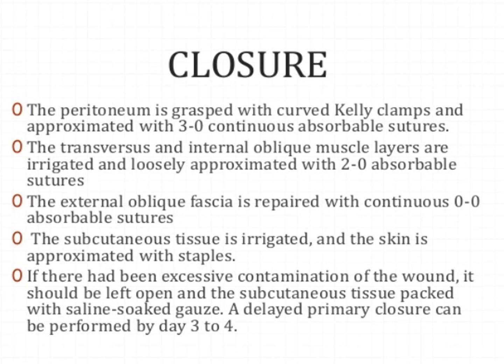Then the peritoneum is grasped with curved Kelly's clamps and approximated with continuous absorbable sutures. The transversus and the internal oblique muscle layers are irrigated and loosely approximated with absorbable sutures. The external oblique fascia is repaired with a continuous 2-0 absorbable suture. The subcutaneous tissue is irrigated and the skin is approximated with staples. If there has been extensive contamination of the wound, it should be left open and the subcutaneous tissue packed with saline soaked gauze. A delayed primary closure can be done.